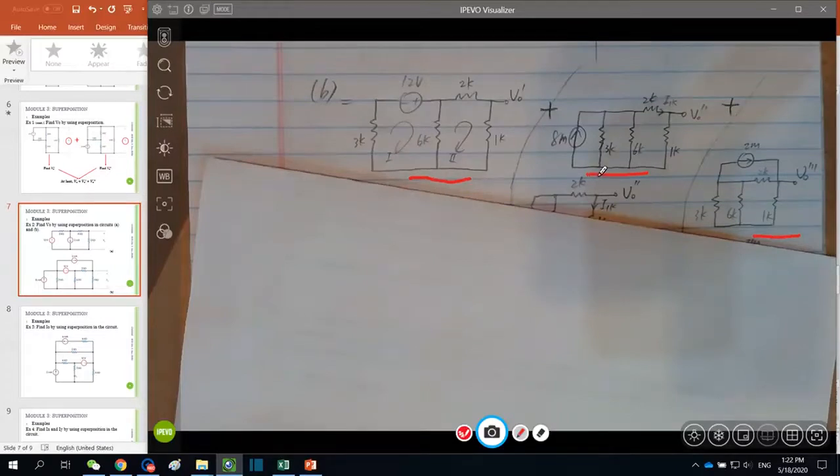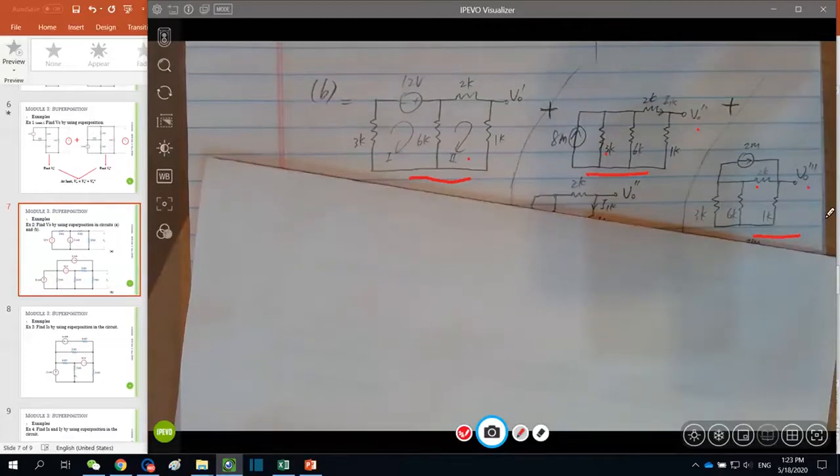The second one, we are keeping the 8 milliampere current source, shorting the voltage source and opening the other 2 milliampere current source. This is the resulting circuit. For the third one, we keep the 2 milliampere current source, short the 12 volts and open the 8 milliampere. This is the resulting circuit. First, you need to be very clear how and why we are ending up with these 3 circuits, and then respectively look for the V naught prime, double prime, and triple prime.